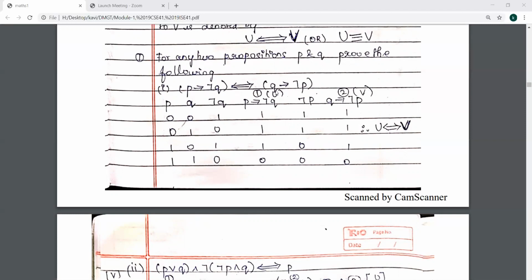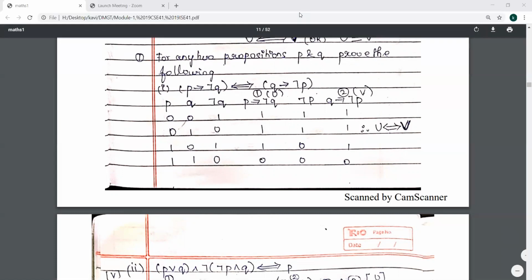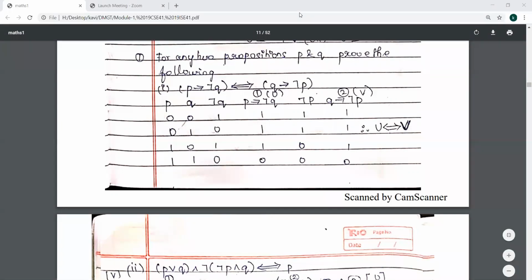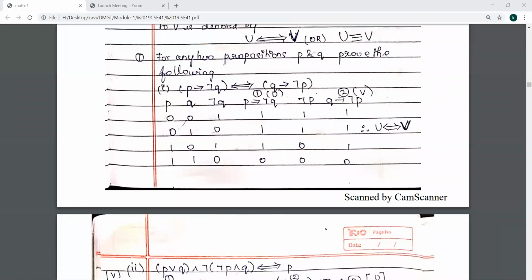Then on the right side we want Q implies negation P. From P write what is negation P. Then write Q implies negation P. So we are getting the truth values 1, 1, 1, 0. Now you see these two columns. Here the corresponding entries are the same. First three values are 1, 1, 1. Here also 1, 1, 1. The last value is 0. Here also the last value is 0.